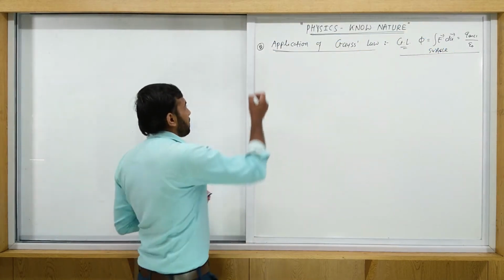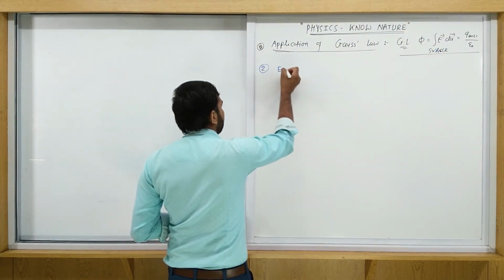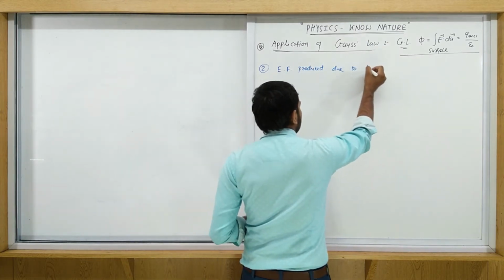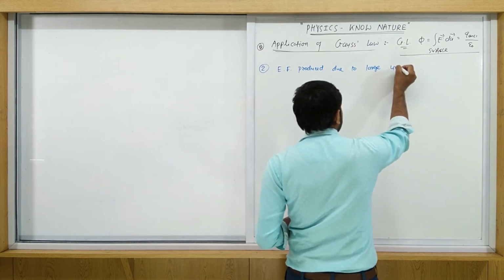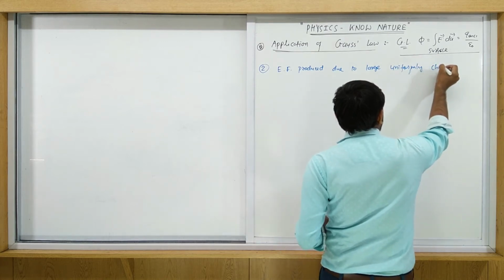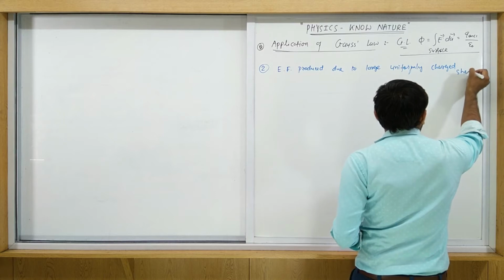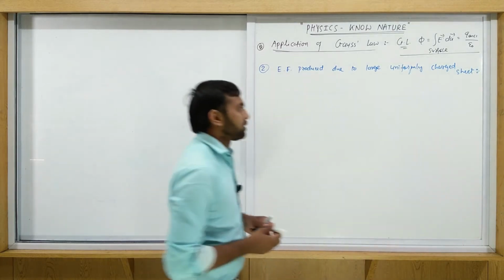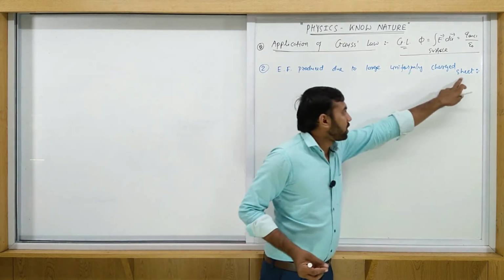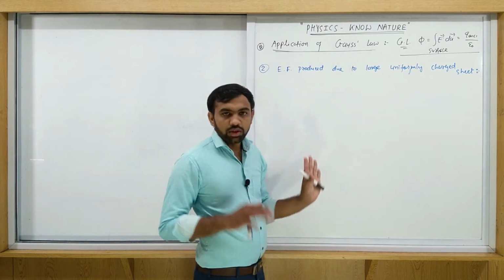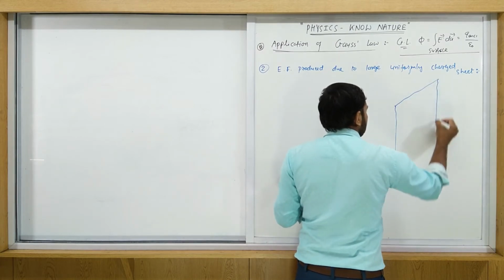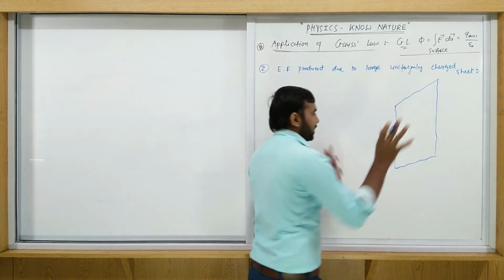Okay guys, second application: electric field produced due to a large uniformly charged sheet. You have a large uniformly charged sheet. Sheet means area. Here we use the same Gauss law. Let's see. Suppose you have a large sheet, consider. That is a large sheet actually.